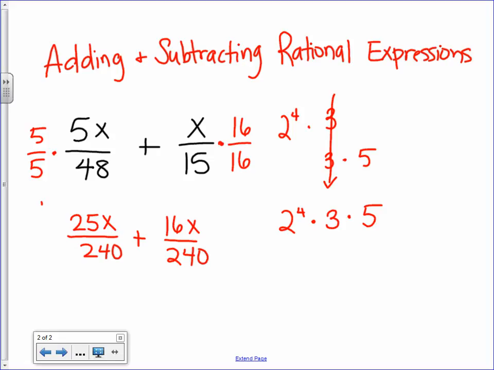All right, 25 plus 16. Come on, do some math. What's 25 plus 16? 41. That's not 41x under 40. Where did you get the 5 and the 16 from? Because 5 times 48 is 240. And I need to make it be 240. And 15 times 16 is 240.